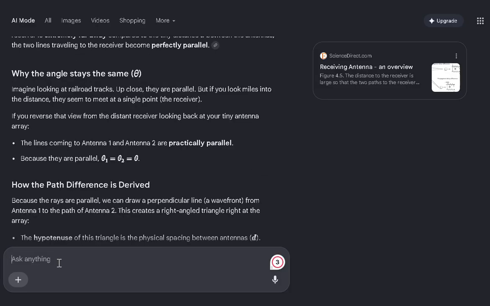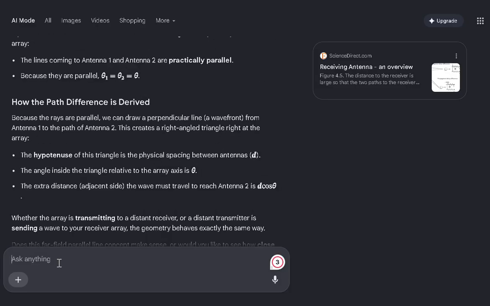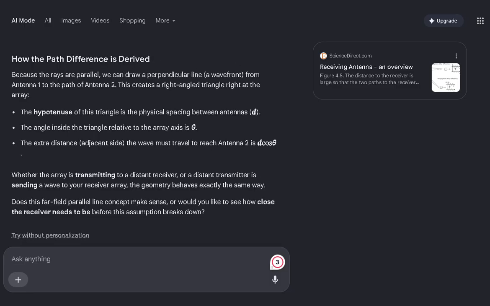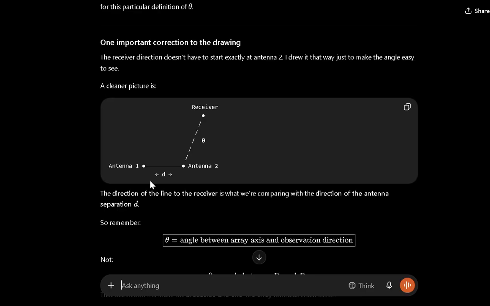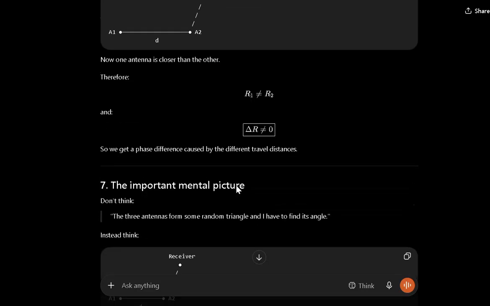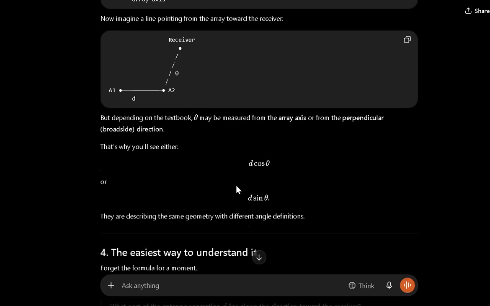So the angles are parallel, and there is no problem from where we calculate. The angle will be the same from either antenna. In the near field we get confused, but when we calculate in the far field, the two lines are practically parallel. Here in the diagram it is showing the receiver very near. So that's what we conclude in this topic.